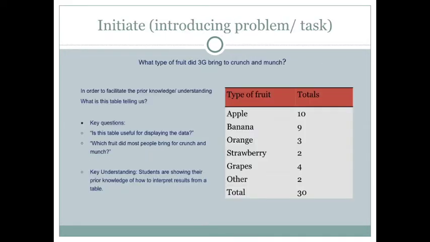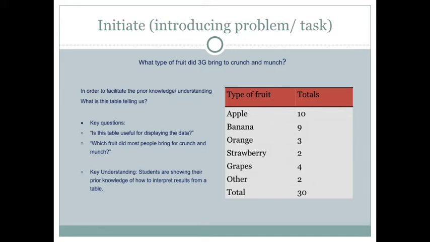Now for actually introducing the lesson. In this lesson, students will be introduced to the question, what type of fruit does 3G bring to Crunch and Munch? The data was collected from the students at Crunch and Munch time the day before. This was done so the students would be engaged in the data, knowing it was based on their classmates' results and themselves. The data is presented in a table.